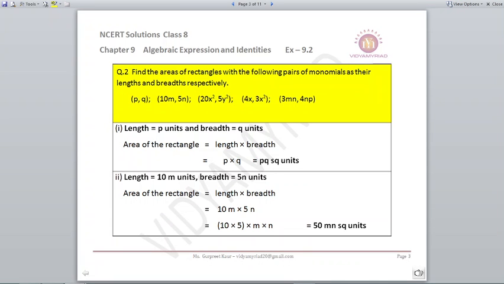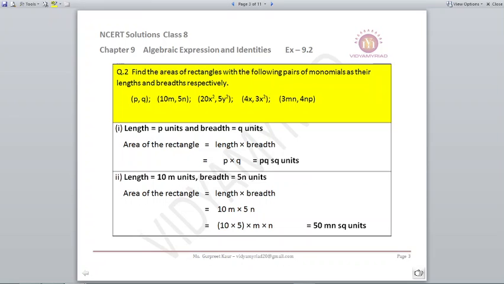Question number 2. Find the areas of the rectangles with the following pairs of monomials as their lengths and breadths respectively. So what is the formula of area of rectangle? Length into breadth. So we are given the pairs with the length and the breadth. We will just multiply and write down the answer in square units. For the first case, our length is p and breadth is q. So answer is pq square units.